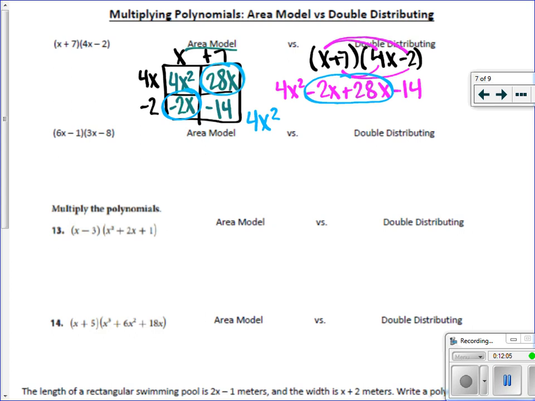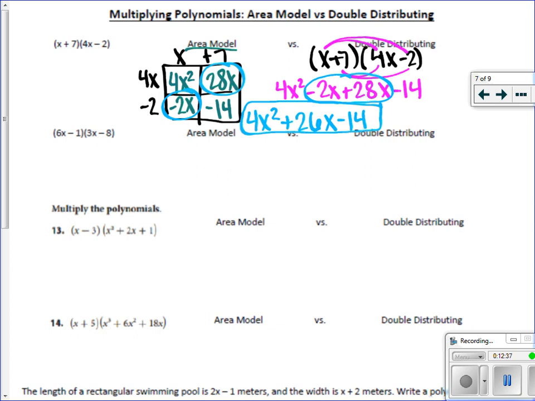What's the coefficient for x? What's negative 2 plus 28? 26. And then minus 14. So that is your answer. Now, whichever method you like better, I don't care if you do both or you do whichever method you like. I don't care if you change up which method you use.